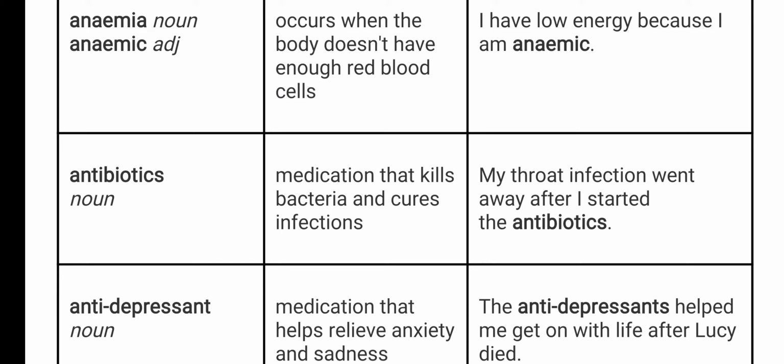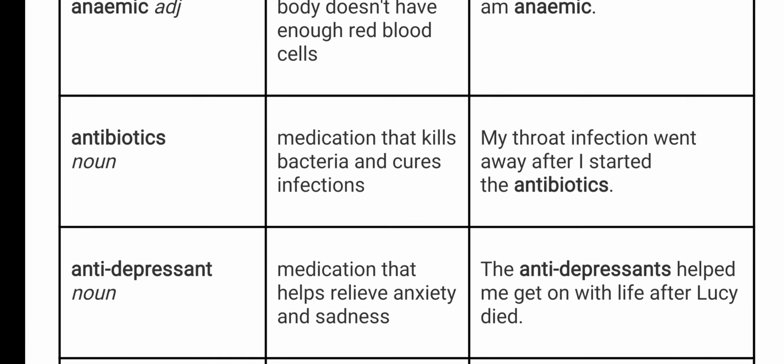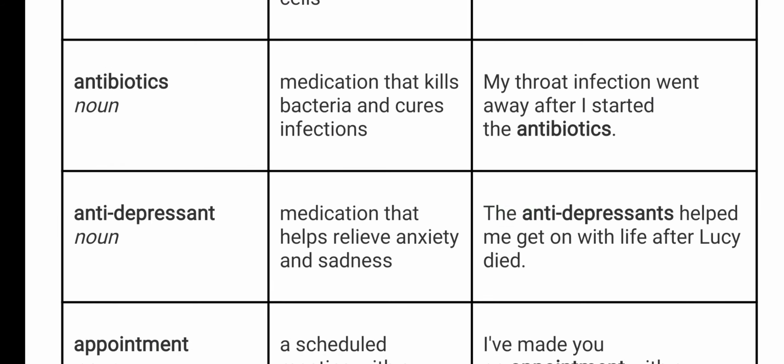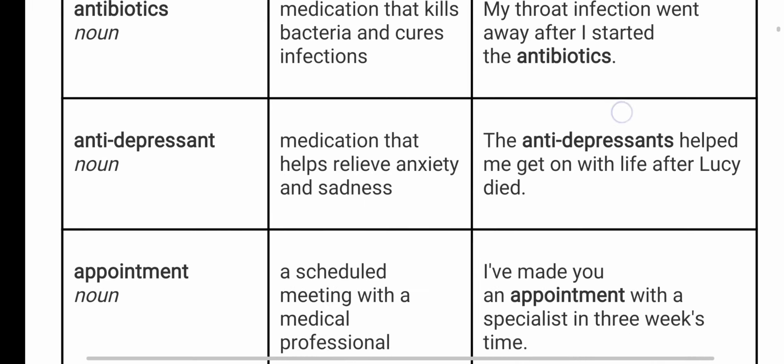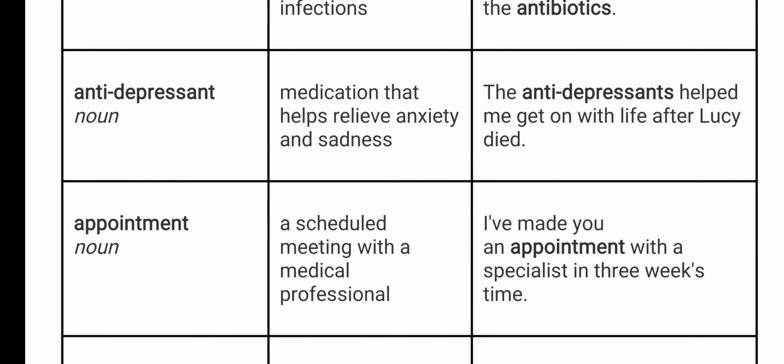Okay, antibiotics. Antidepressants are medications that treat depression.